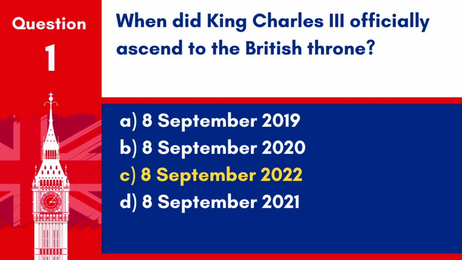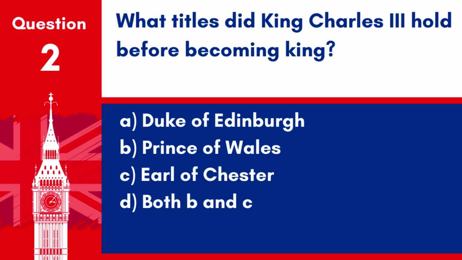King Charles III officially ascended to the British throne on 8 September 2022 following the death of his mother, Queen Elizabeth II. Question 2. What titles did King Charles III hold before becoming king? A. Duke of Edinburgh. B. Prince of Wales. C. Earl of Chester. D. Both B and C. Answer: D. Both B and C. Before becoming king, Charles held the titles Prince of Wales and Earl of Chester.